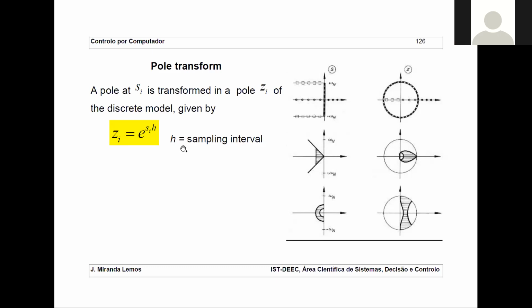So the conclusion is this. If we have an asymptotically stable system in continuous time, by sampling we always end up with an asymptotically stable system in discrete time.